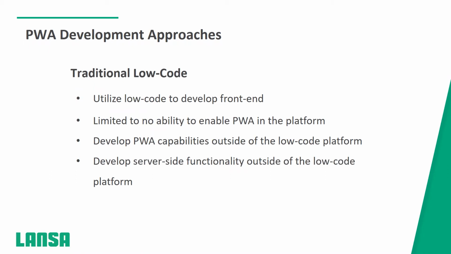Instead of developing in all the different languages, you use low code and your front end is done much faster. However, a lot of the traditional low code platforms have limited or no availability to enable PWA in the platform. So you're still going to have to develop your PWA outside the low code platform, using the same method as you did with traditional languages. And then again, you'll have to develop server-side functionality outside of your low-code platform. So a traditional low-code platform has the ability to speed up a progressive web app compared to your traditional programming method.